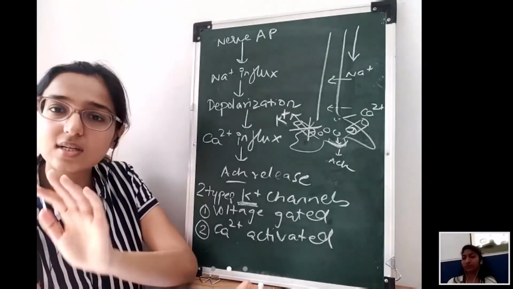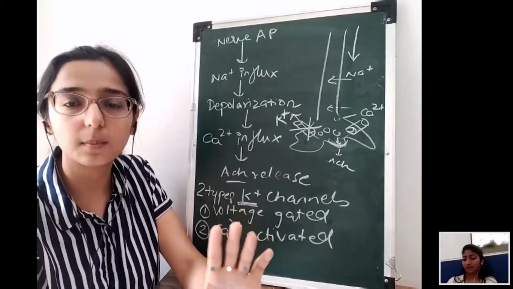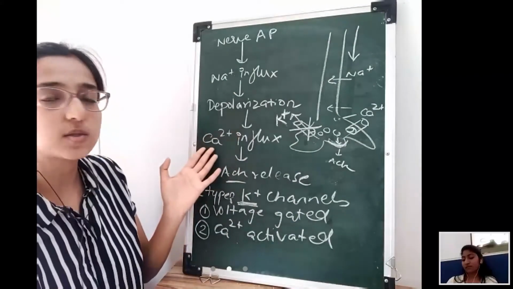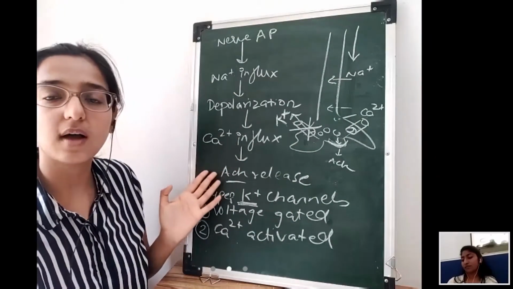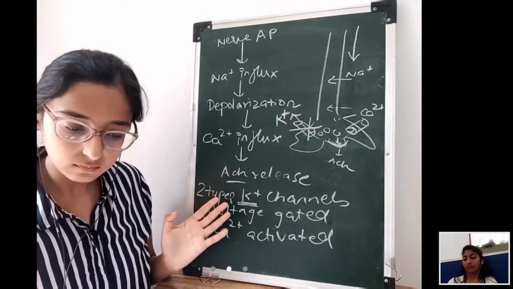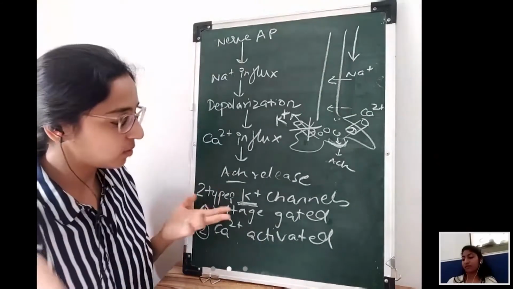So this is one applied point. If you don't remember it, it's okay, but if you give potassium channel blocking drugs, calcium influx will keep happening, there will be more acetylcholine release, and you can prolong the muscle contraction. Now let's move ahead.